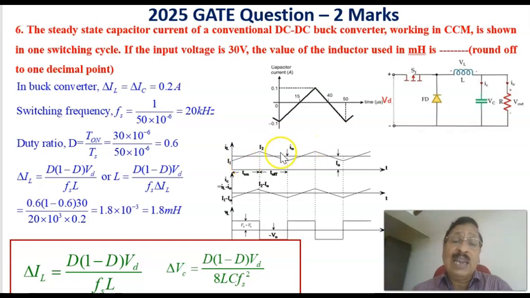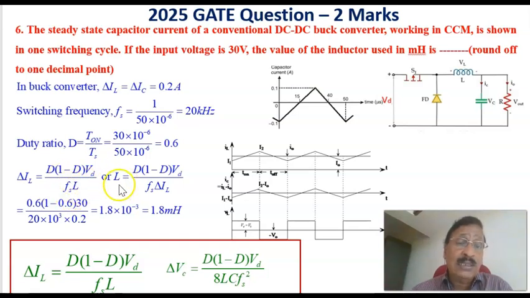Since it is positive, the inductor current is building up, because VL equals L di by dt, or di by dt equals VL by L. Therefore, the voltage across the inductor divided by L is equal to the rate of change of current through the inductor. Based on these equations, we can derive delta IL, the ripple current in the inductor, which is equal to D into 1 minus D into Vd divided by the switching frequency Fs into L.